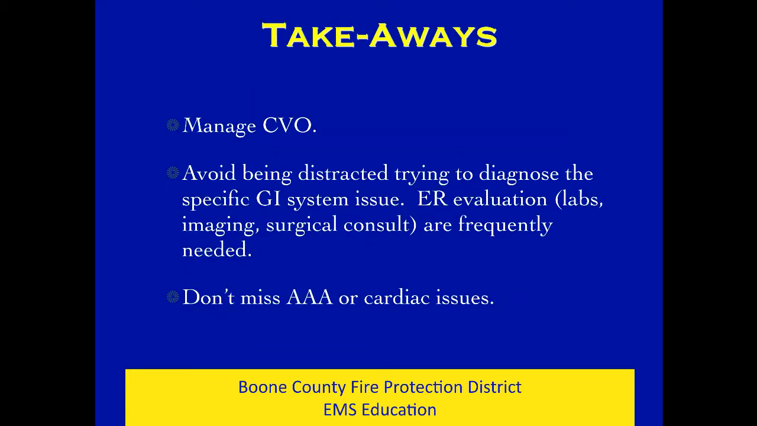The takeaways are manage their CVO, and it's mostly a C thing. It's mostly a circulatory issue. Don't get distracted trying to decide if you can guess right and say, oh, yes, this is gallbladder. And so your wife's cousin's brother's dog catcher may have had a pancreatitis or something, and you've got all this information, but you really don't. ER evaluation's what they need. They need some advanced imaging, some labs, a surgical consult. I mean, don't try to jump to the conclusion and guess the puzzle, because you know what? The treatment's all the same.